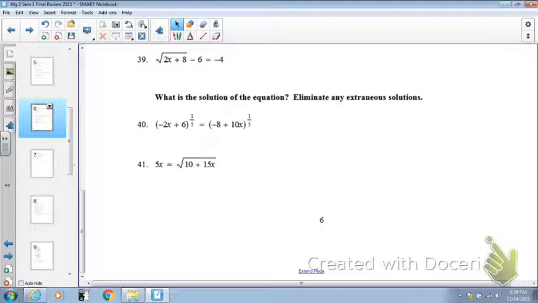Alright, number 40, it says, what's the solution of the equation? And again, we're going to eliminate extraneous values if there are any. Both of these are to the 1/5 power on both sides of the equation, so I'm going to take both sides to the 5th power, just the reciprocal. And all that's going to do is leave me with the base, which in this case is negative 2x plus 6 on the left and negative 8 plus 10x on the right.